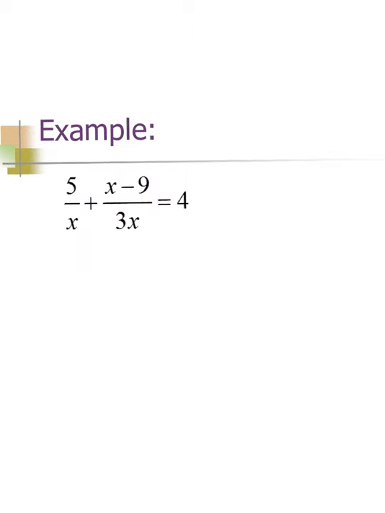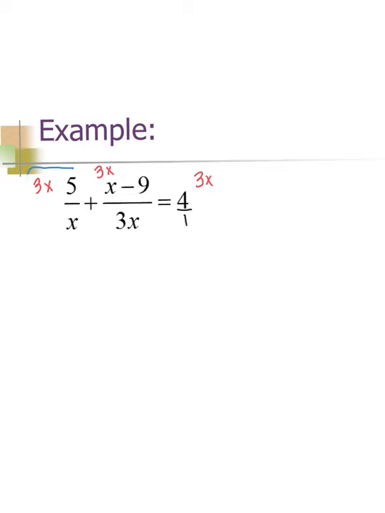If I look at the next example, again, first thing, because I see fractions, I want to make sure that they're all fractions. If I look at the denominators, the bottoms, I have an x, a 3x, and a 1. Since I want them all to disappear, my lowest common denominator here is going to be 3x. So I'm going to multiply each fraction by 3x.